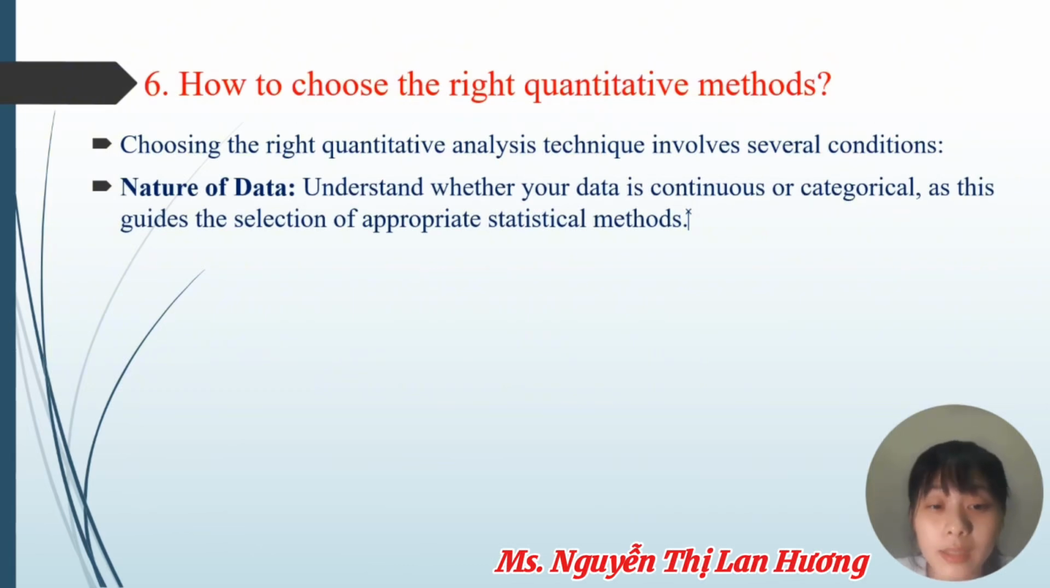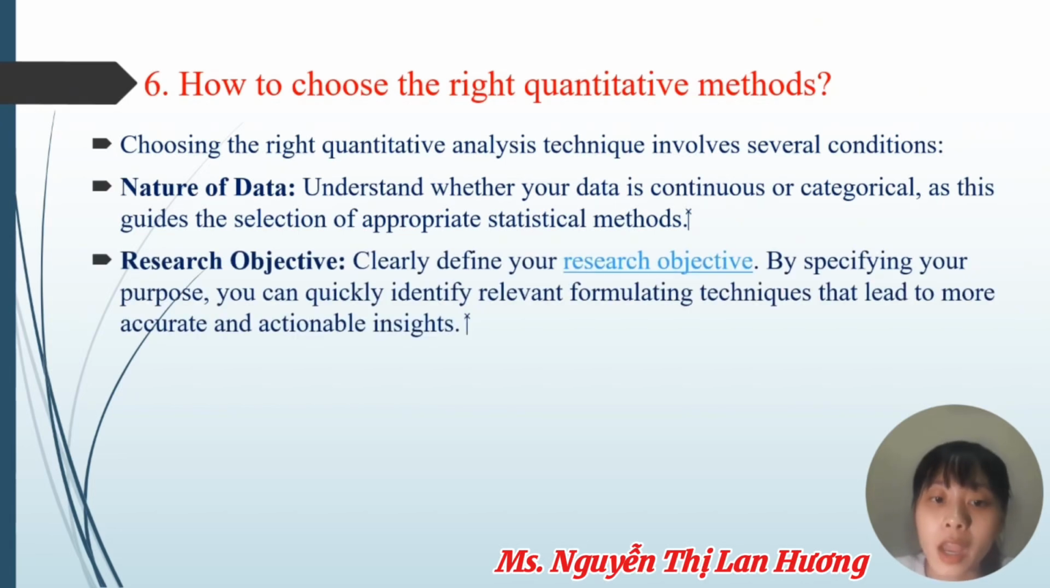First of all is the nature of data. Understand whether your data is continuous or categorical, as this guides the selection of appropriate statistical methods. The second is research objective. Clearly define your research objectives by specifying your purpose. You can quickly identify the relevant technique, which leads to more accurate and actionable insight.